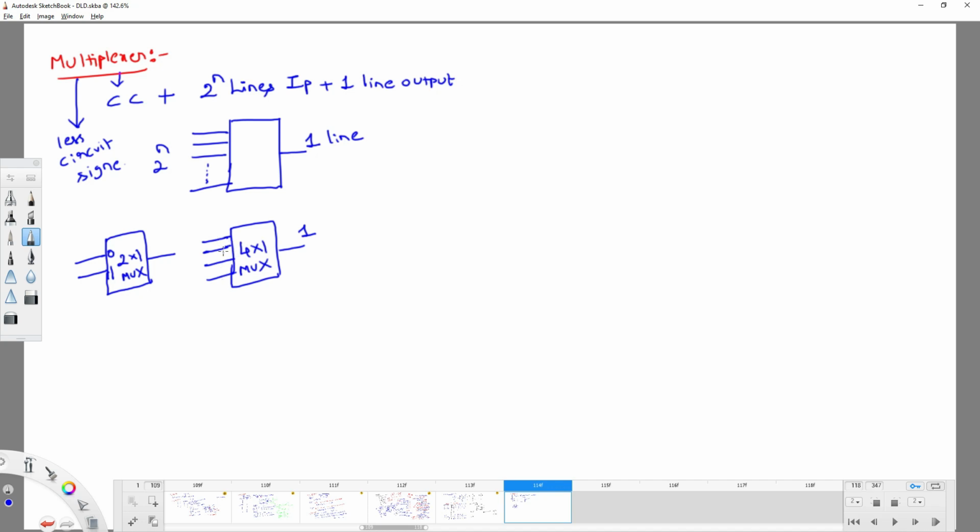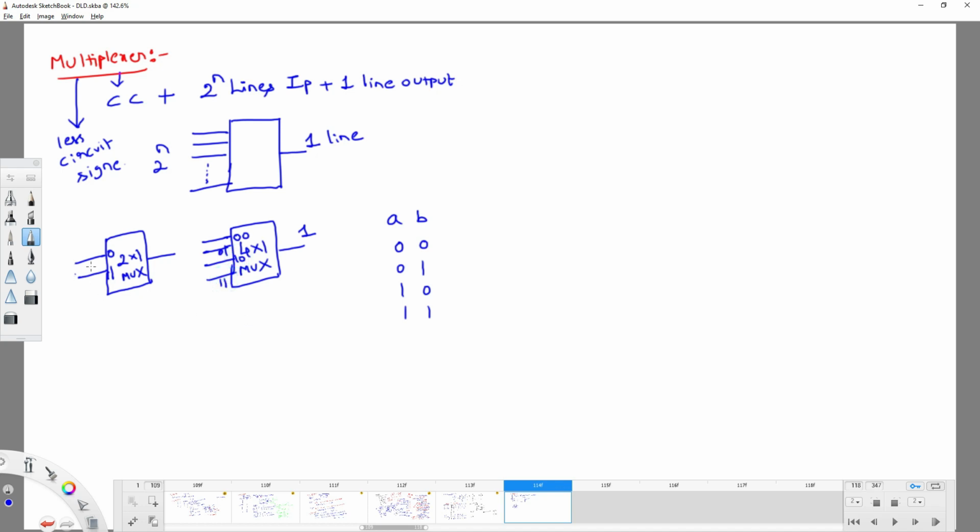To identify these 4 lines uniquely, how many bits are required? Can I take 2 bits? If I take 2 bits as A and B, the inputs are like 0 0, 0 1, 1 0, 1 1. Am I right? So can I give 4 unique names or not? Yes. So these lines are simply defined as 0 0, 0 1, 1 0, 1 1.